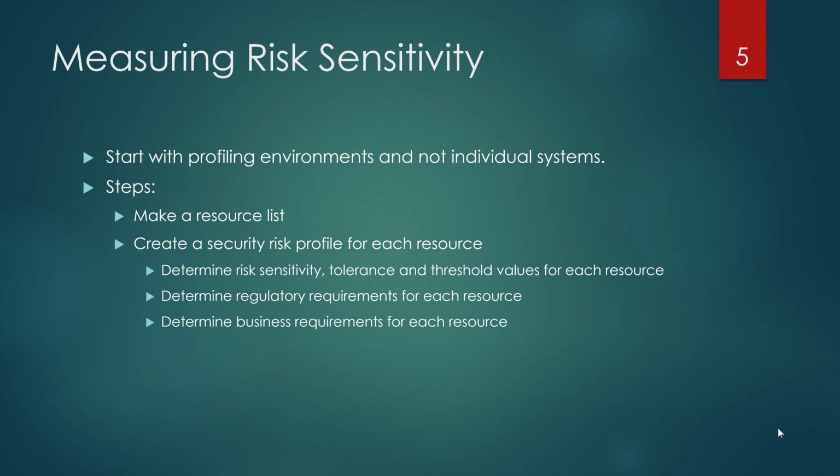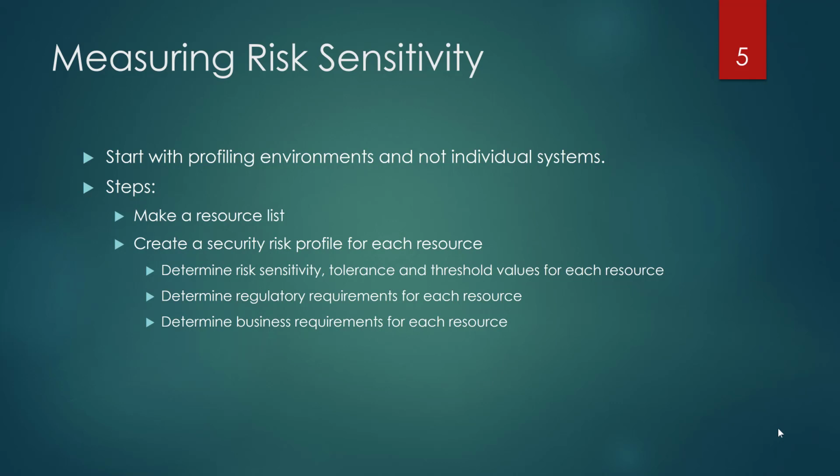And the first thing we're going to do is try to simplify the problem. You've heard me talk about this for a number of lessons, that there are a large number of actual assets or resources, hundreds of thousands, if not millions. And the first thing you need to do is simplify, and do that by profiling environments, not individual systems. So don't try to capture every possible mobile device, for example. Instead, group those together as an environment and profile that environment. You'll need to come up and make a resource list. Once you've done that, start to create a security profile for each resource.